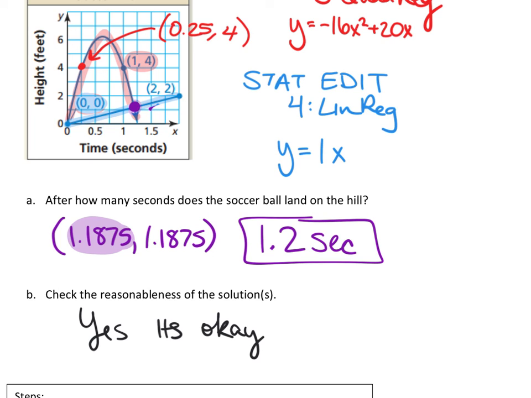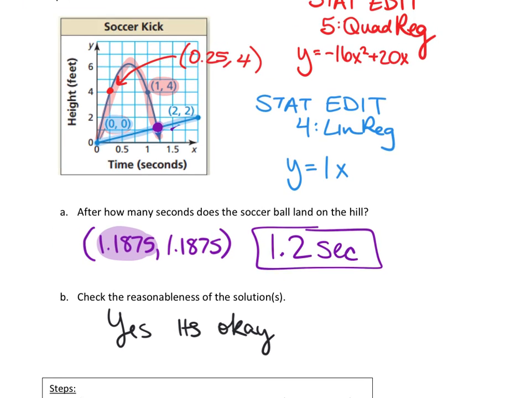As long as you're not good at soccer like me, that's actually pretty impressive to have the ball go up in the air. 1.2 seconds. I probably couldn't get it up in the air. So as long as it looks okay for the graph that you have, you probably have a reasonable solution.